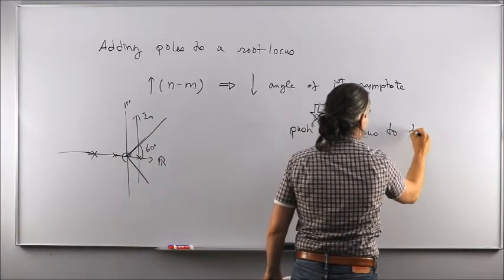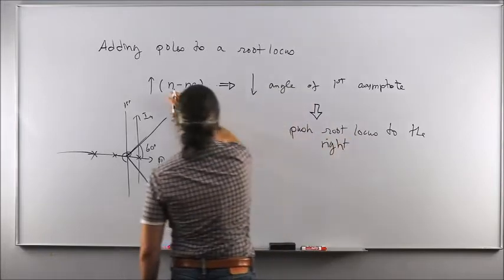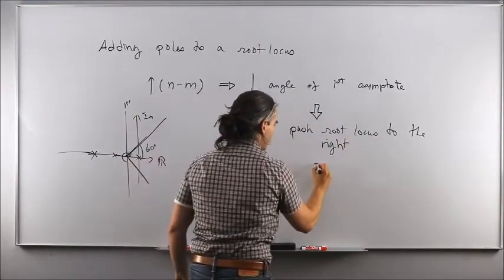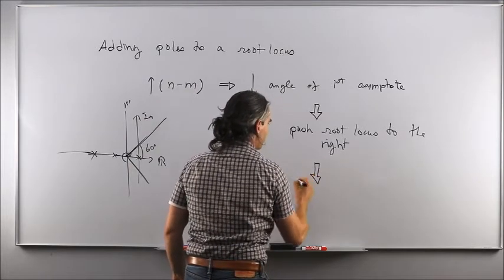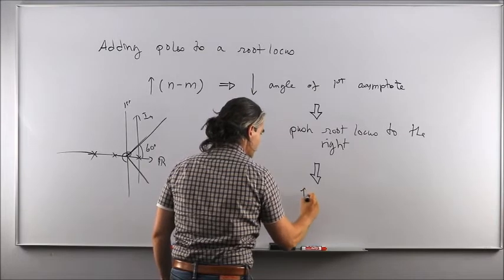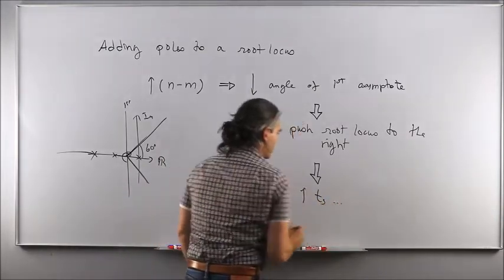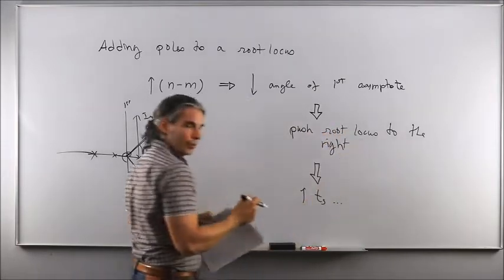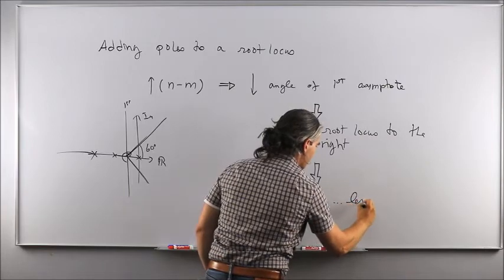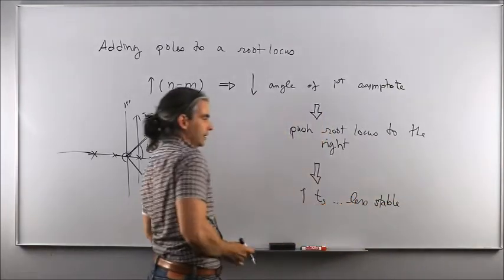Push the root locus to the right. This is the effect of just one extra pole inside a root locus. As a result, as you move further to the right in the complex plane, you're going to increase your settling time TS. And because you're moving more to the right towards the unstable region, ultimately it means also that you're becoming less stable or closer to instability.